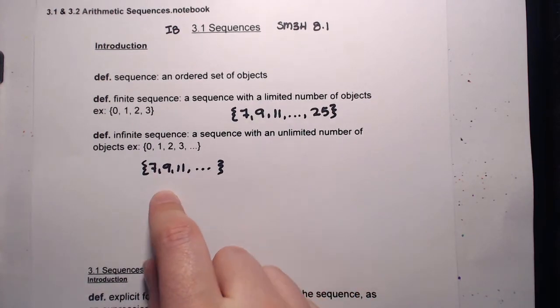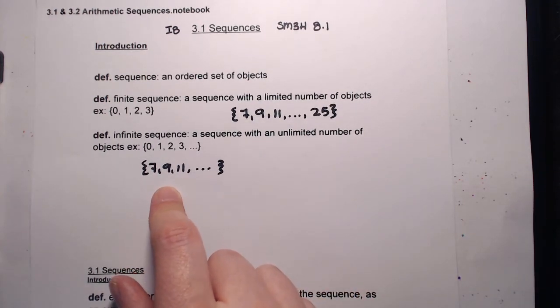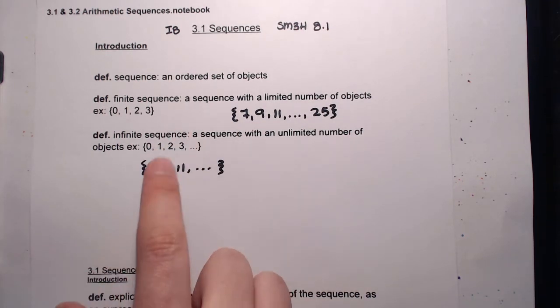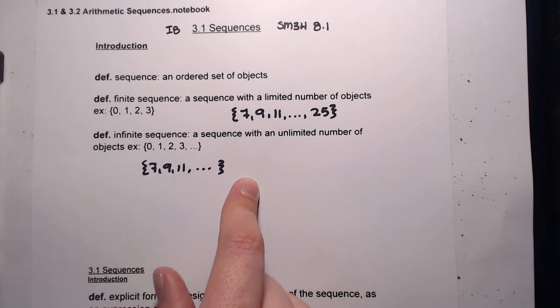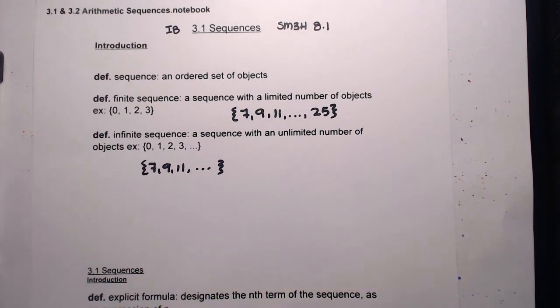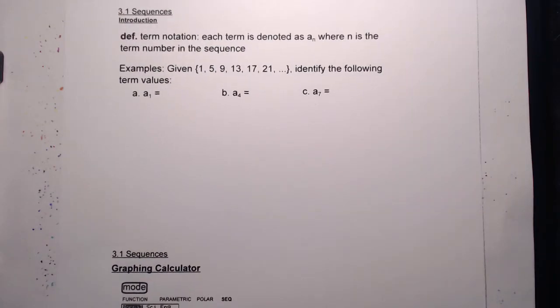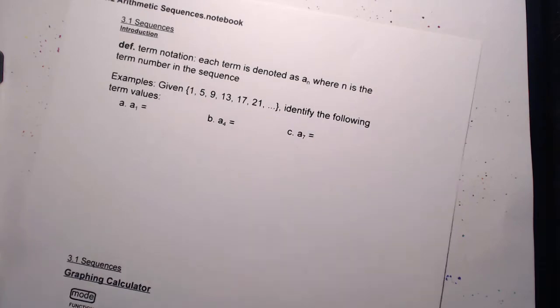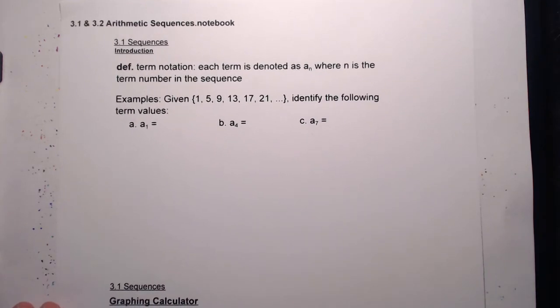Whereas an infinite sequence has an unlimited number of objects. So 0, 1, 2, 3, keep going. Basically, it's not terminating. The other thing I want to talk about is term notation.